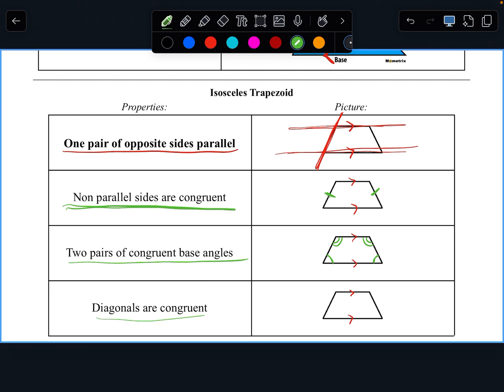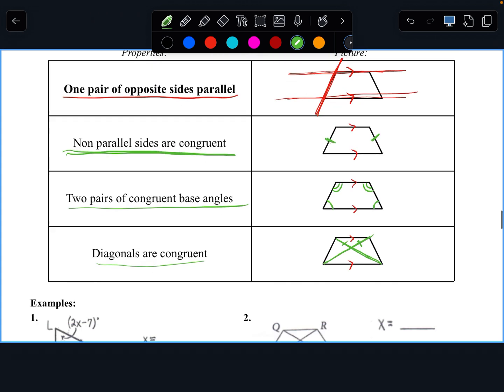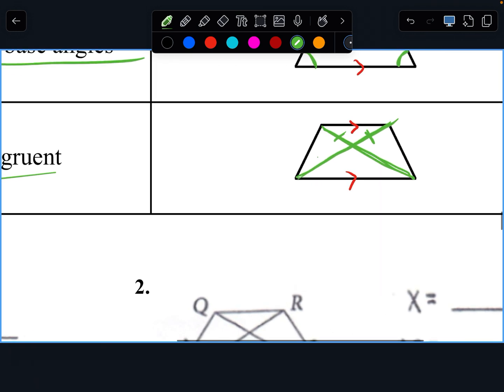And then last one, diagonals are the same. Because of the congruent triangles in here, these whole lengths are the same, but also these two little guys at the top are the same. Here, I'll zoom in a little. And these two bigger ones at the bottom are the same.